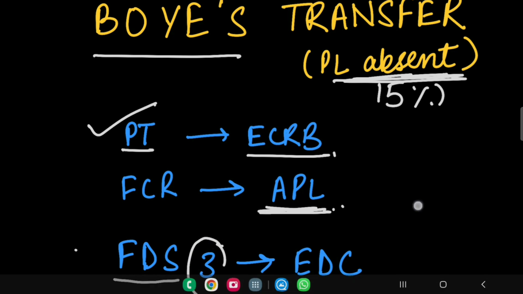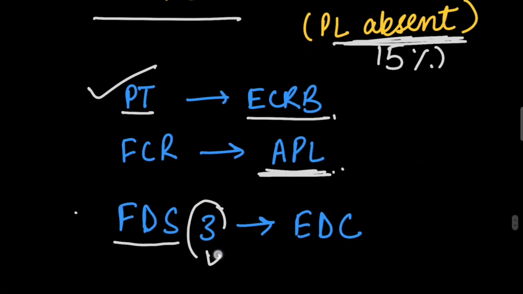Okay, some books also mention that FDS fourth slip is also used to supplement the other tendons of the thumb, which are the EPL. Okay, so that is all.